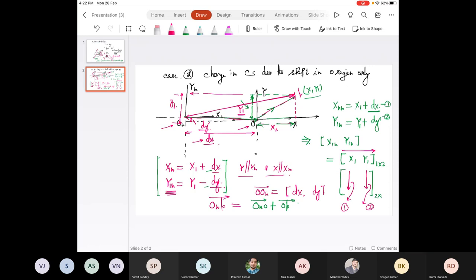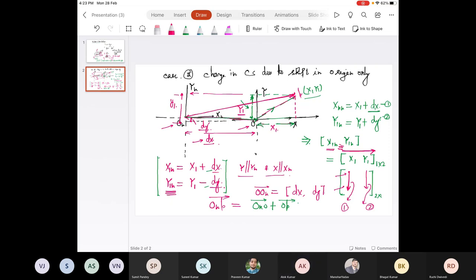What should be the entries over here? X1n is equal to, multiply this. So 1, 0, 0, 1. First row 1, 0, or second row 0 and 1.